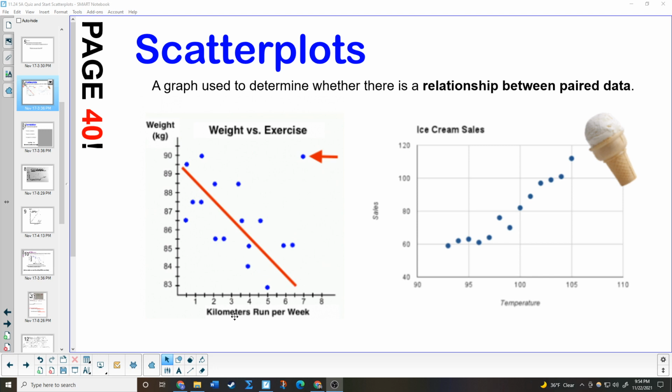And in this case, for instance, we have an x value here of kilometers run per week versus a y value of your weight. Okay. For instance, here we have temperature in comparison to sales, right? So talking about ice cream sales here. So notice the idea here is to check if there's a relationship between temperature and sales or the kilometers you run per week versus your weight. Okay. So again, you're checking for the relationship between them.